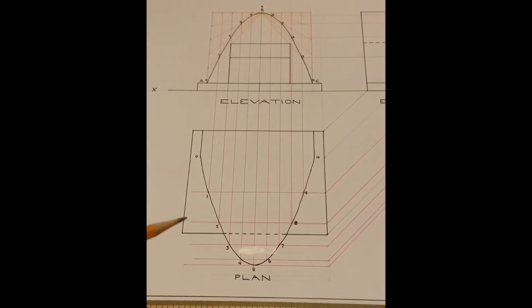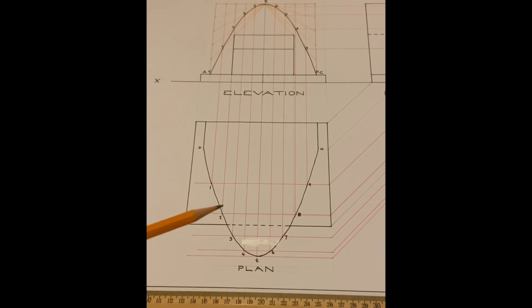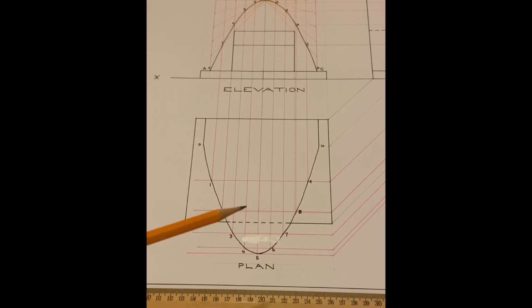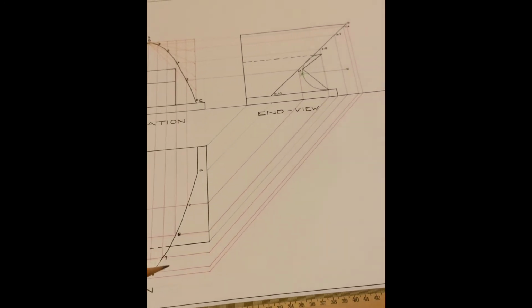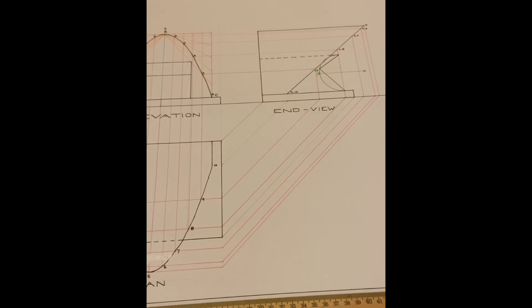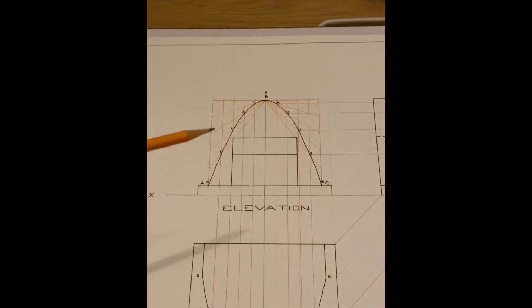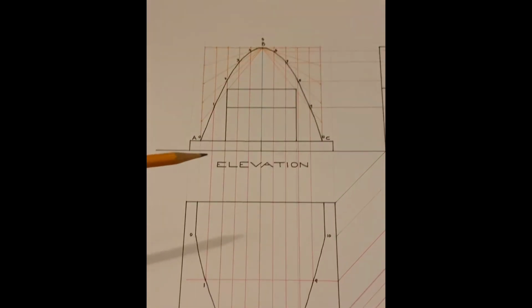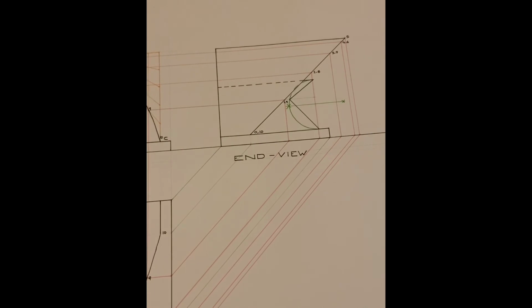The other thing to mention here is I've only put in the projection lines in colour just to make it a little bit easier for you to follow the drawing. When you're putting them on your own drawing, please make sure that they're just light lines. This shows the completed elevation, plan and end view of that question.